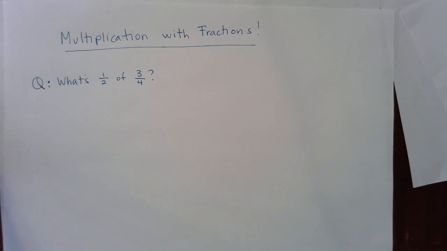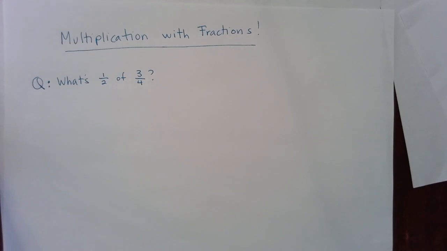Hi everyone. This is my attempt to try to get us ahead for the exam. So I'm going to cover section 2.3, which is multiplication with fractions and the area of a triangle.